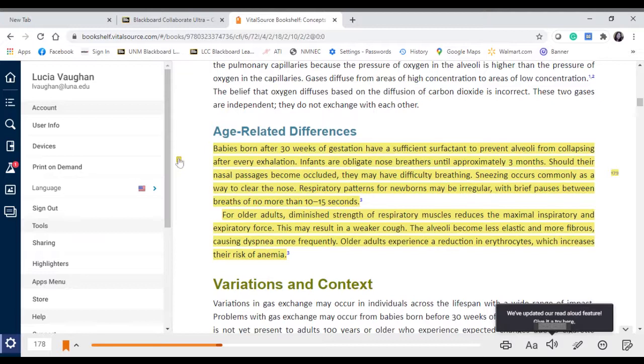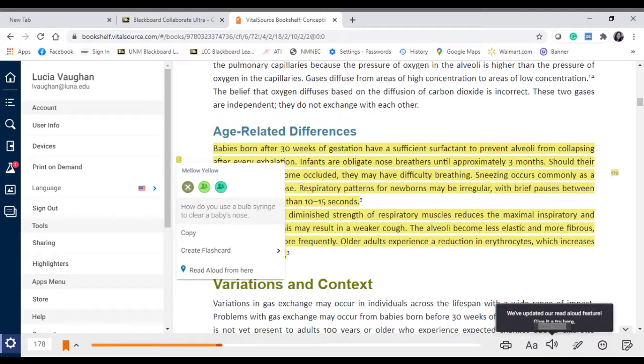To clear the nasal passages, you're going to use a bulb syringe. The bulb syringe is depressed, inserted into the nose, and released to remove those secretions by sucking them out.